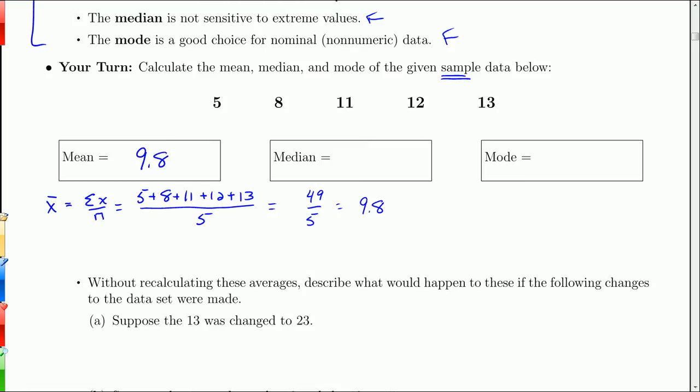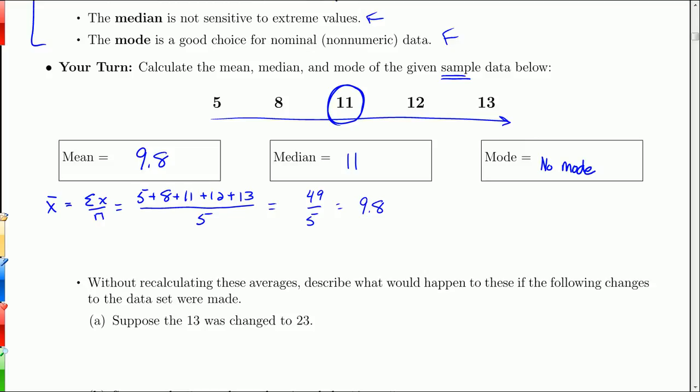The median, the nice thing about this data set is it's already ordered from smallest to largest, and it's an odd number of values. So it's just the middle term. So it's 11. And the mode, if you look at that, none of the numbers are repeated, so there is no mode. All right.